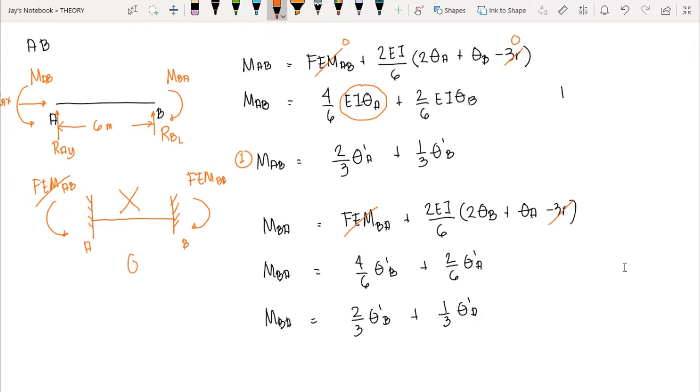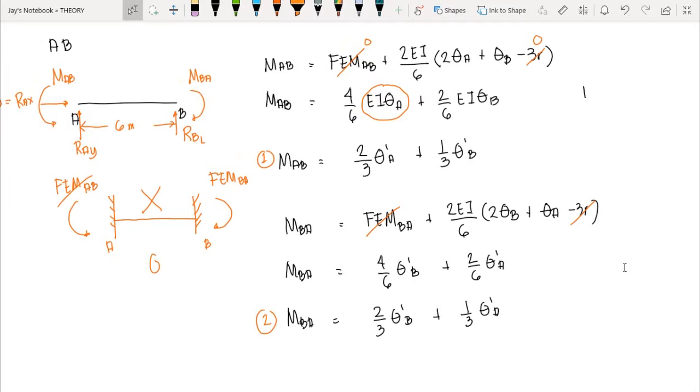So this is our second equation. These are the end member moments of the member A and B respectively. Okay, so we have now done with member AB.